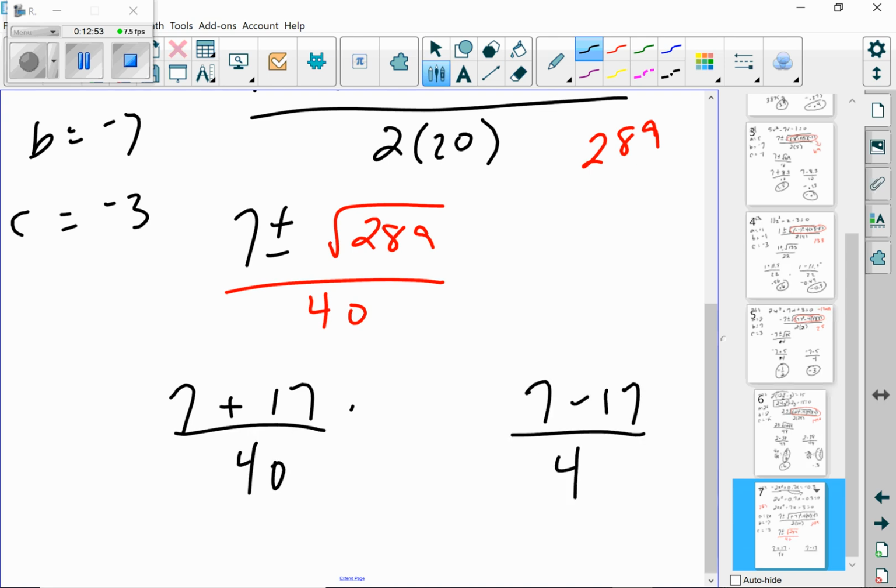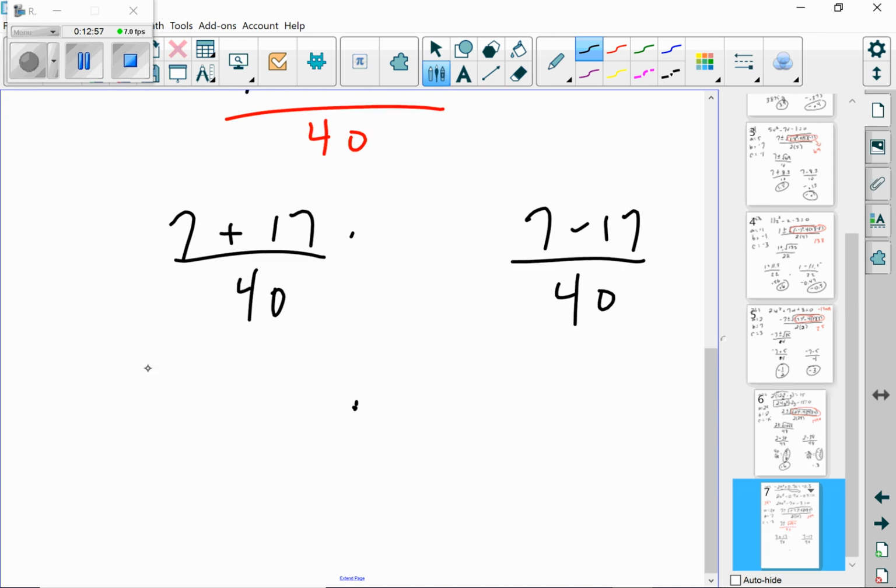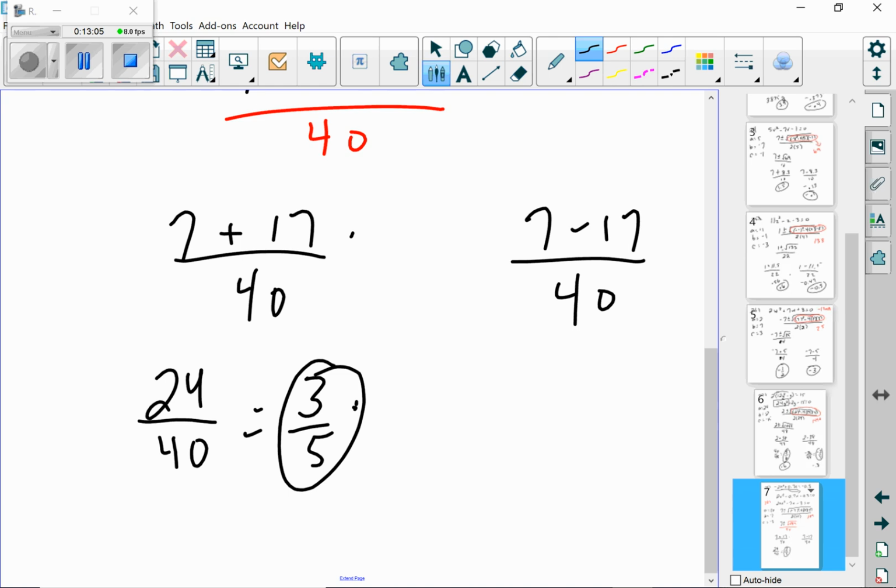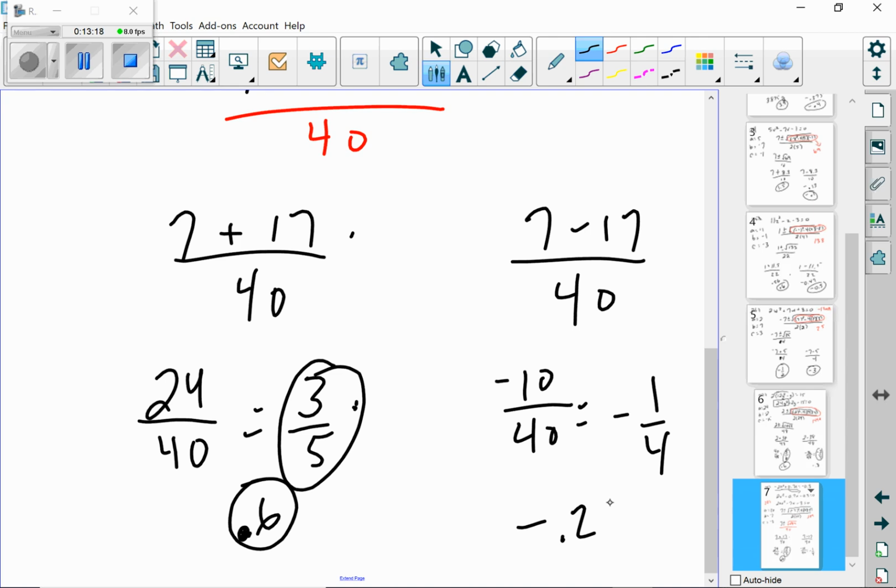Again, this works out to be not such a bad problem. I got 24 over 40, which we know 8 goes into both of those. So 3/5 is a good answer. Or if you have it as a decimal, it's 0.6, right? Either one of those are okay. This is a negative 10 over 40, and you know that's a negative 1/4, or a negative 0.25 for an answer either way, or negative 0.3 if you round it, it's fine.